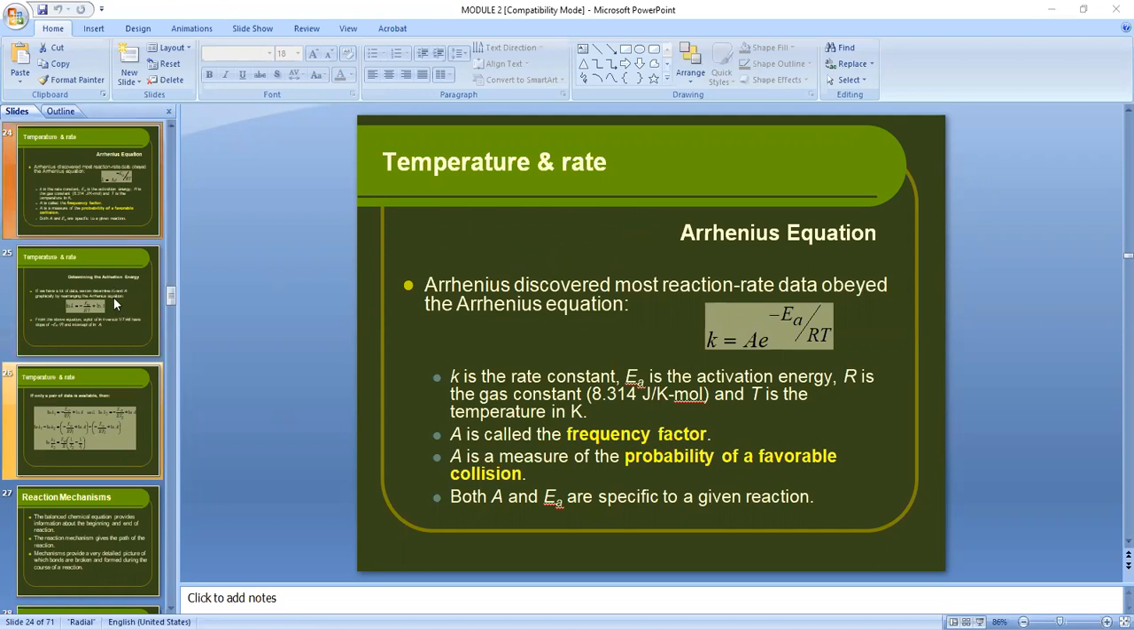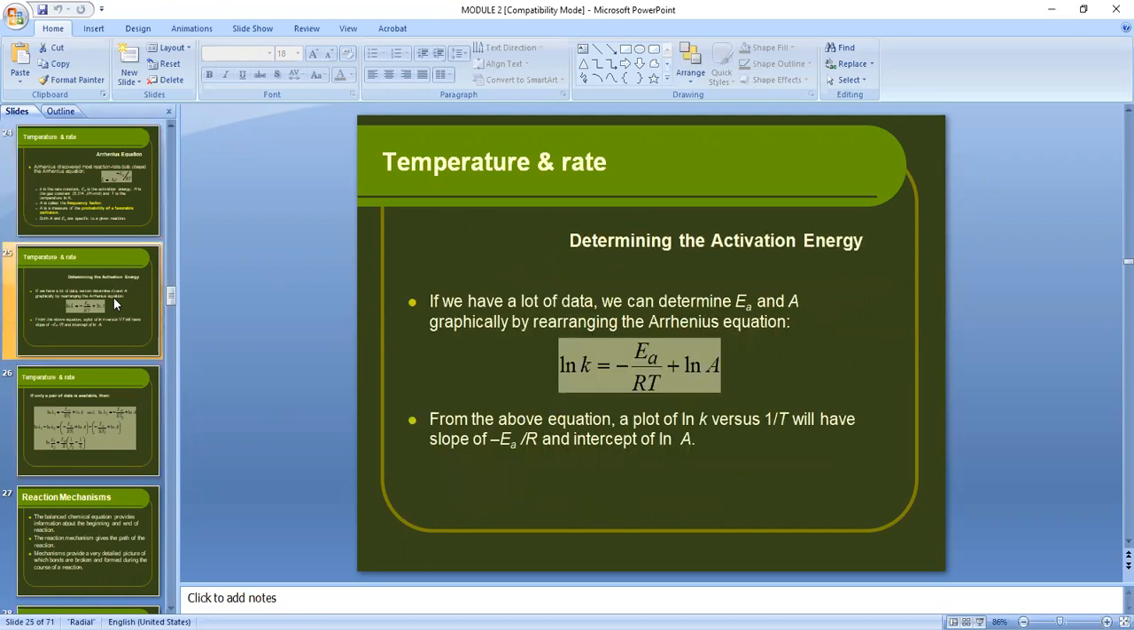Now we move on. How do we determine the activation energy? If we have a lot of data, we can determine the activation energy and the frequency factor graphically. But you won't do that, of course. But you have this equation from Arrhenius that will lead you to the amount of the activation energy and the frequency factor. From this above equation, if you plot the ln of K versus the reciprocal of the absolute temperature, it will give you the slope of the line.